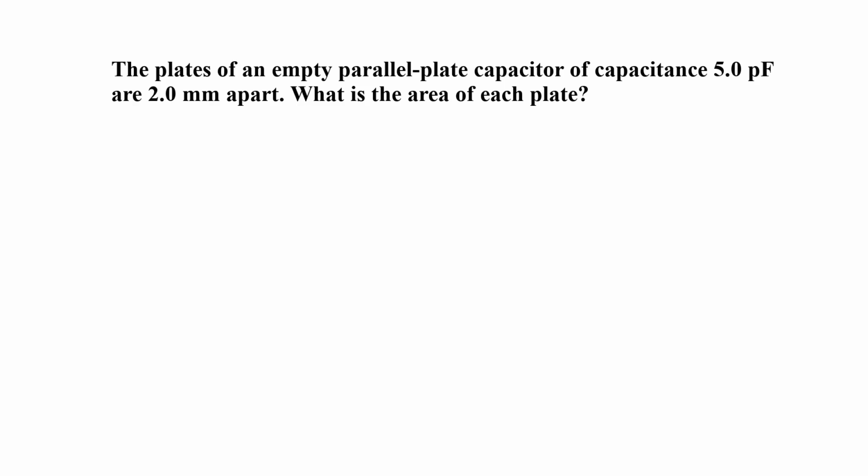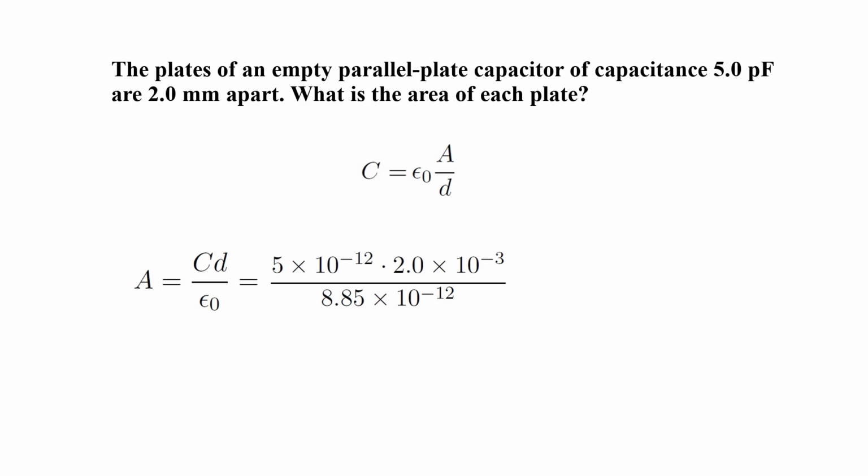For example, the plates of an empty parallel plate capacitor of capacitance 5 picofarad are 2 mm apart. What is the area of each plate? Using the capacitance equation, we can write area equals C D divided by epsilon 0, where C is the capacitance 5 picofarad, and D is the separation distance 2 mm. Using SI units, we get the area is approximately 1.13 times 10 to the minus 3 meters squared.